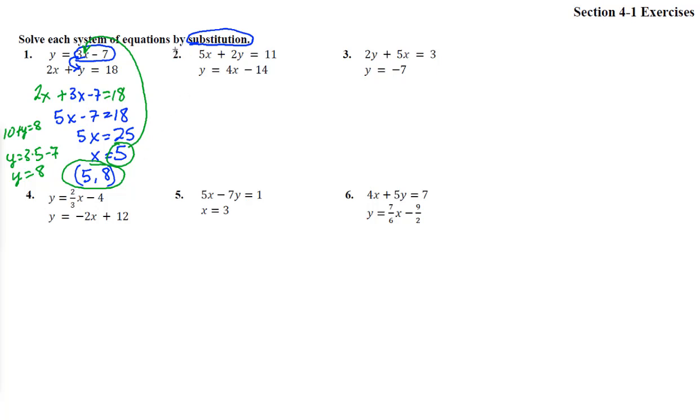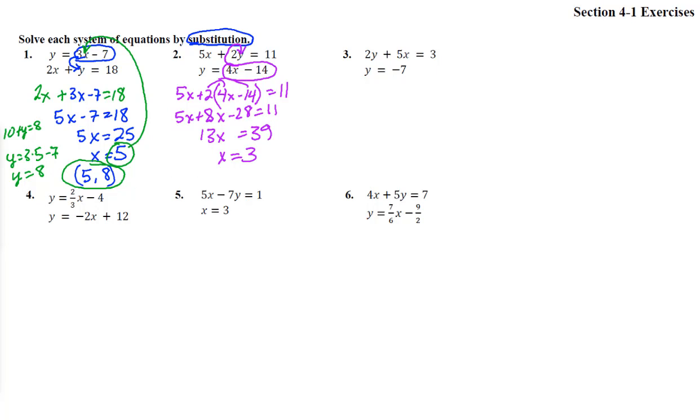Excellent. Number 2. 5x plus 2y equals 11, and y equals 4x minus 14. We've already got y by itself, so we take this 4x minus 14 and we'll stick it right in there. So we actually have 5x plus 2 times y, and y is 4x minus 14, to equal 11. Good. Distribute that 2 through. Look, we have an equation. We know how to solve this. 5x plus 8x minus 28 equals 11. That's 13x equals, add 28 over, is 39, divide by 13, and we get x equals 3.